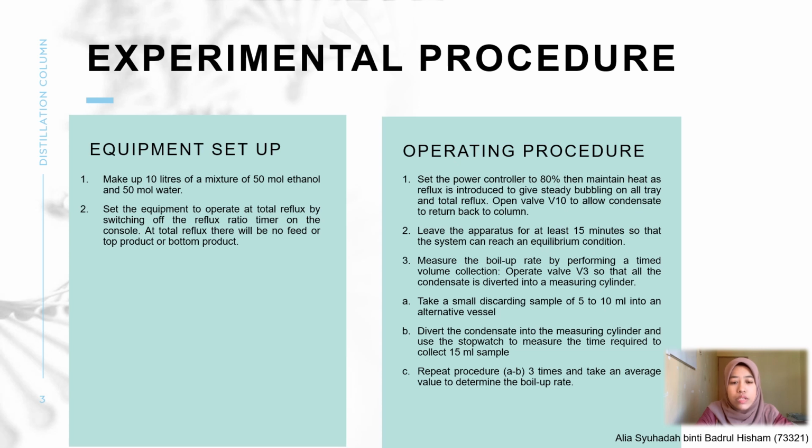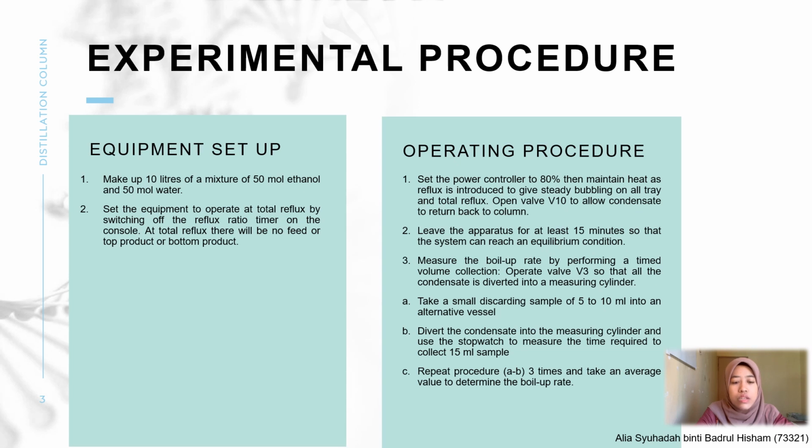For the operating procedure, firstly, set the power controller to 80%, then maintain heat as reflux is introduced to give steady bubbling on all trays and total reflux. Open valve V10 to allow condensate to return back to the column. Leave the apparatus for at least 15 minutes so that the system can reach an equilibrium condition. Measure the boil-up rate by performing a time volume collection. Operate valve V3 so that all the condensate is diverted into a measuring cylinder.